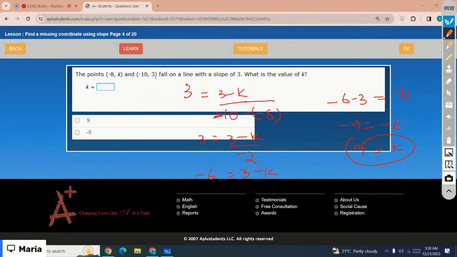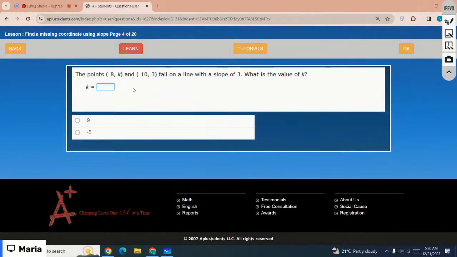Got it? The correct option is k equals 9. Okay, you can complete the lesson by yourself later today. Let me just move on to the next lesson.